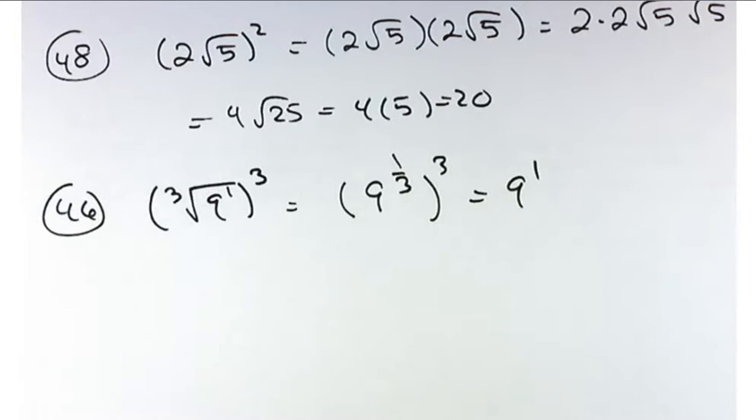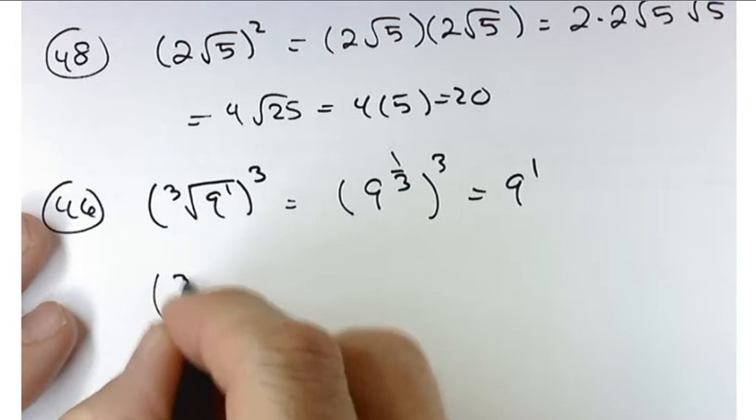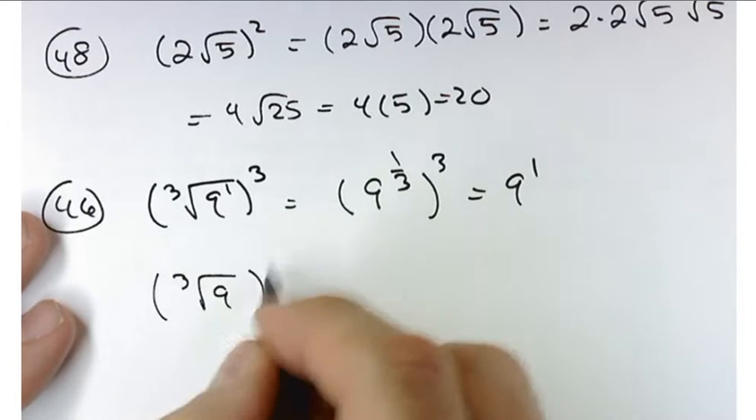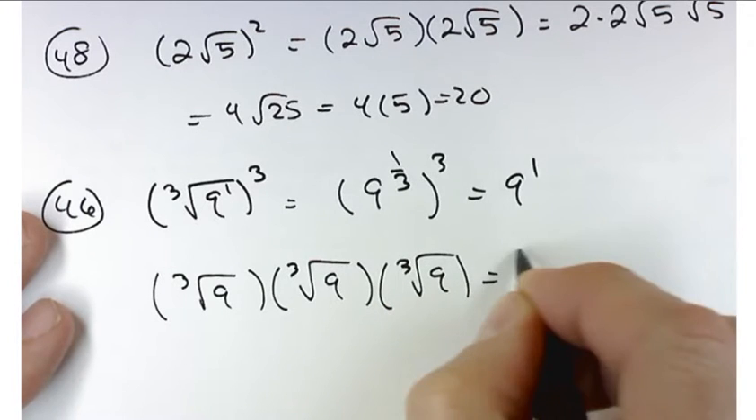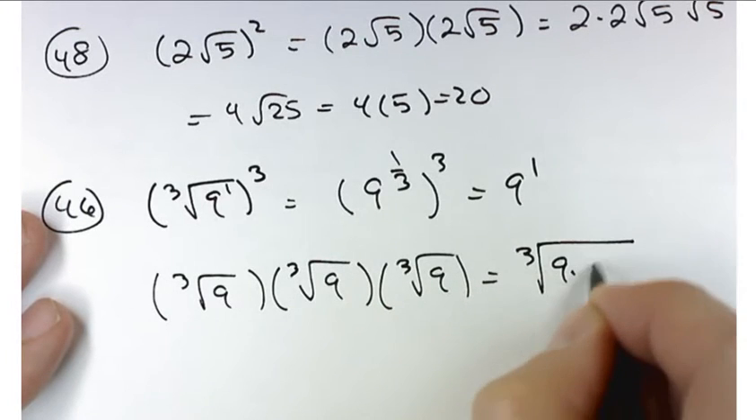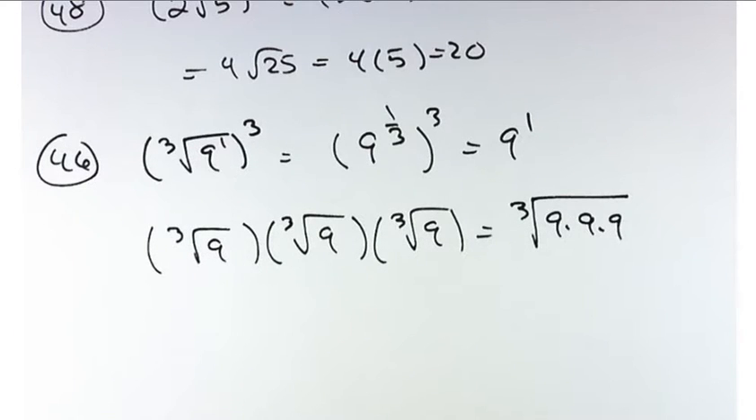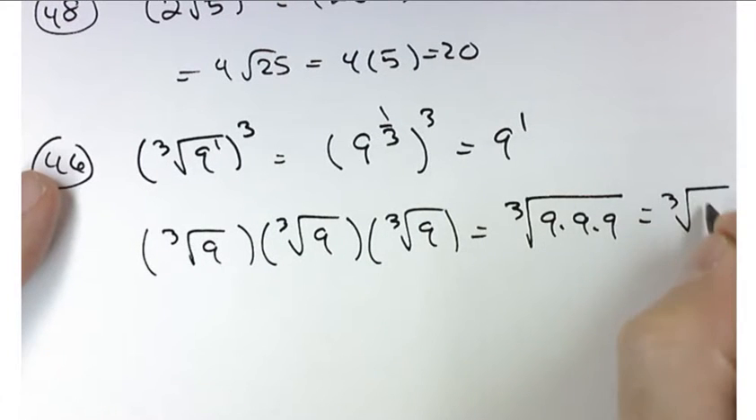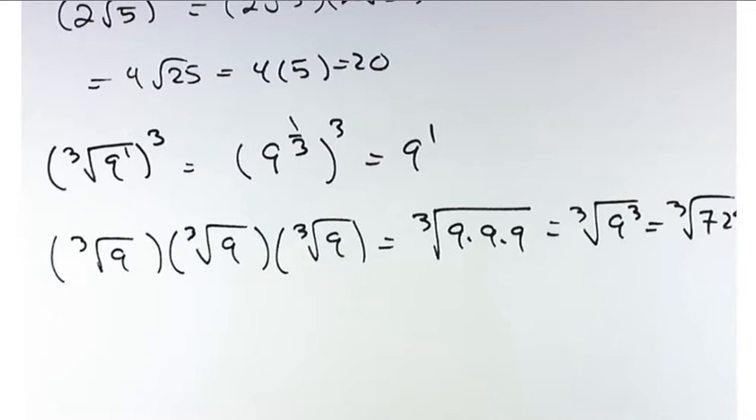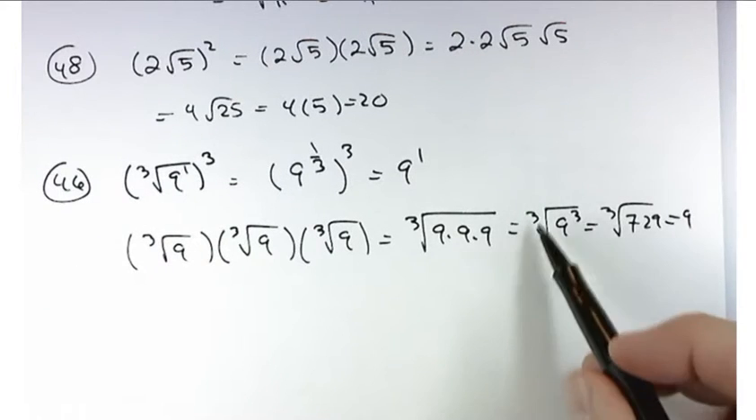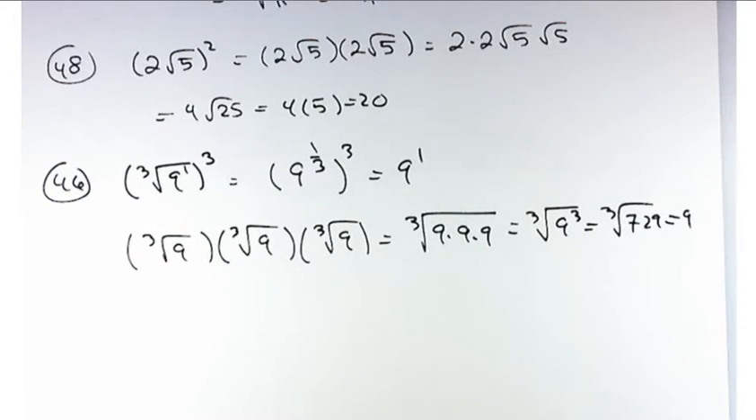Now, I think the way the book would show it, at least at this point, is if you had something cubed, then you're multiplying it by itself 3 times. So I can bring that together as the cube root of 9 times 9 times 9, the cube root of 729, is 9. So that's yet another way to do this one. Or the cube root of 9 cubed, again, is 9. So several different ways you could approach this one.